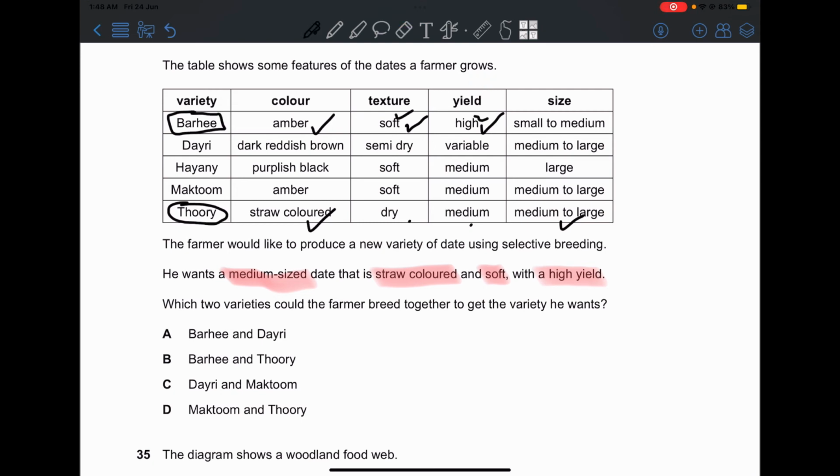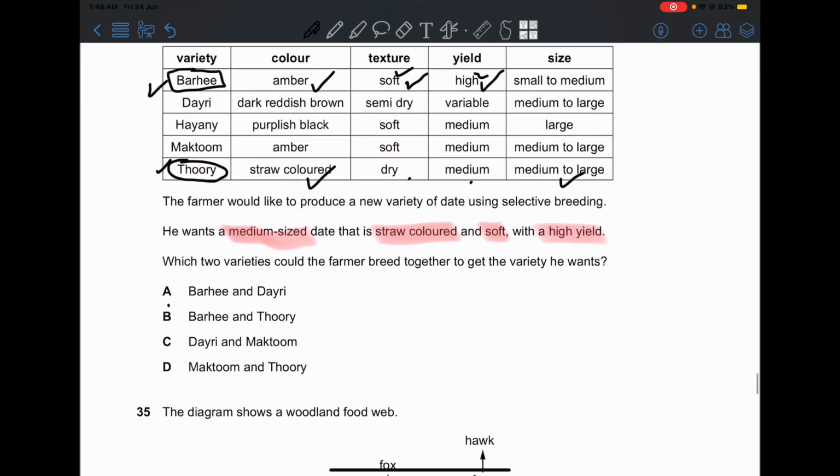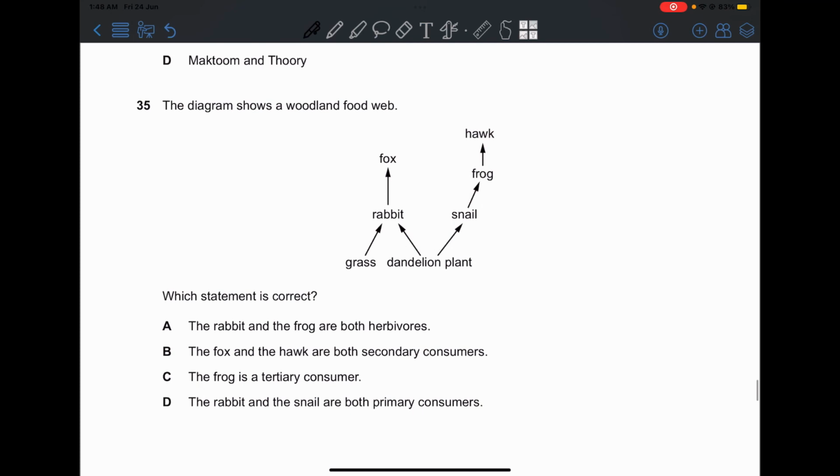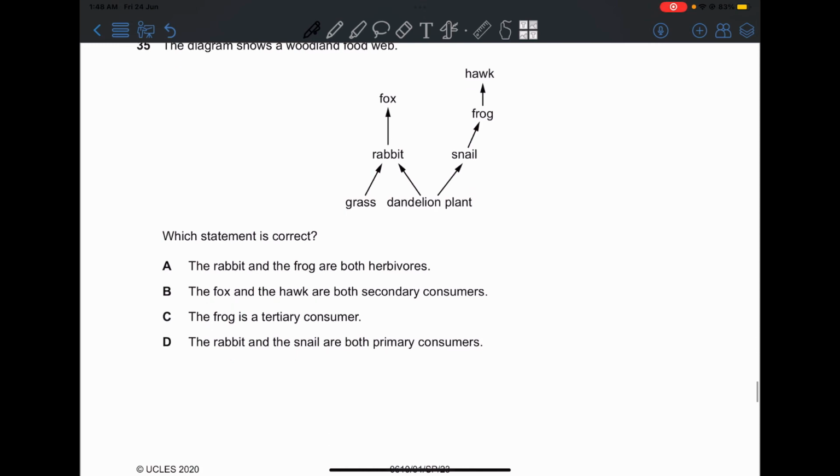So actually we're going to be choosing these two species, so our answer is going to be B for this question. 35. The diagram shows a woodland food web. Which statement is correct? Now A says the rabbit and frog are both herbivores. Now, the frog isn't a herbivore. This is actually maybe a carnivore, the frog. So this statement is incorrect.